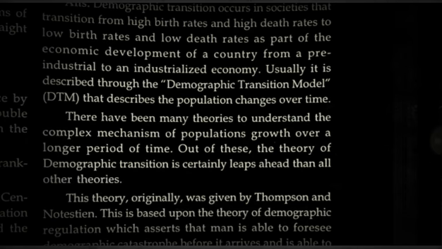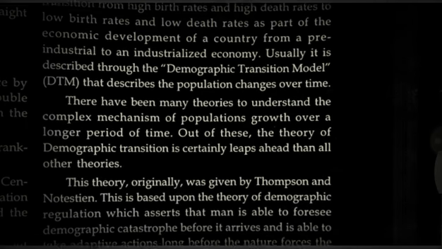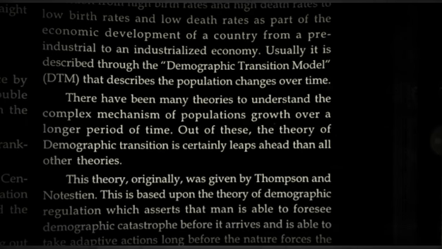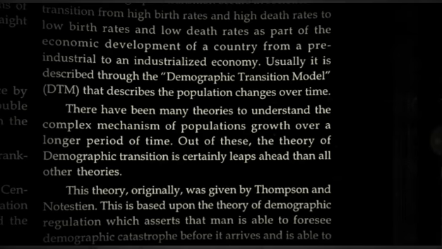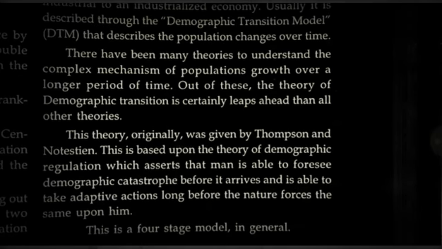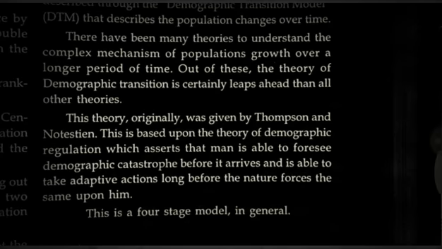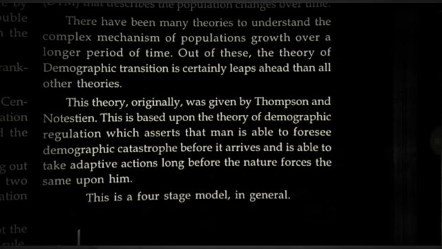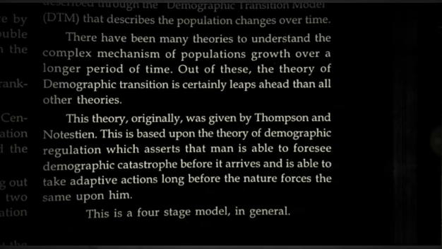From a pre-industrial to an industrial economy. Usually it is described through the demographic transition model, DTM, that describes the population changes over time. There have been many theories to understand the complex mechanism of population growth over a longer period of time.